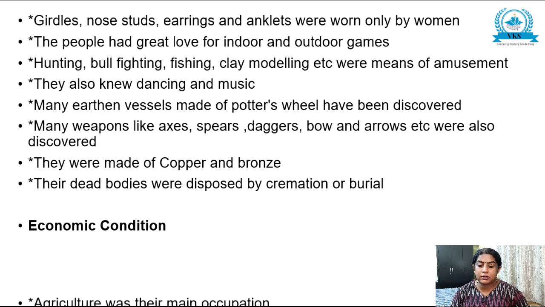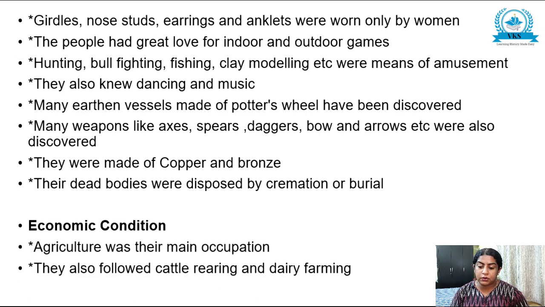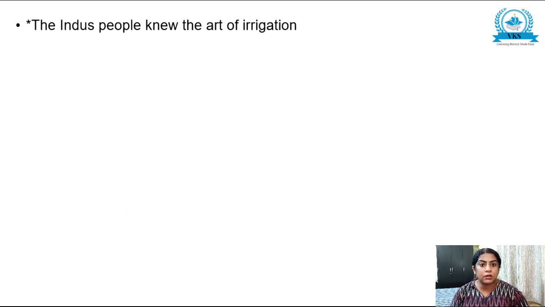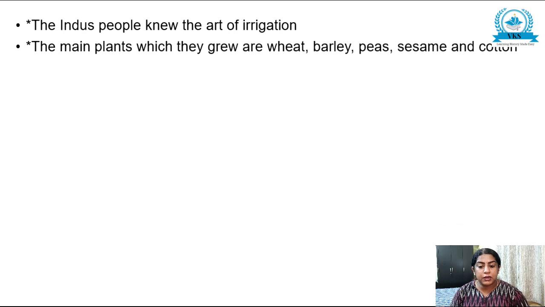Now the economic condition. Agriculture was their main occupation. They also followed cattle rearing and dairy farming. The Indus people knew the art of irrigation. The main plants which they grew are wheat, barley, peas, sesame, cotton.